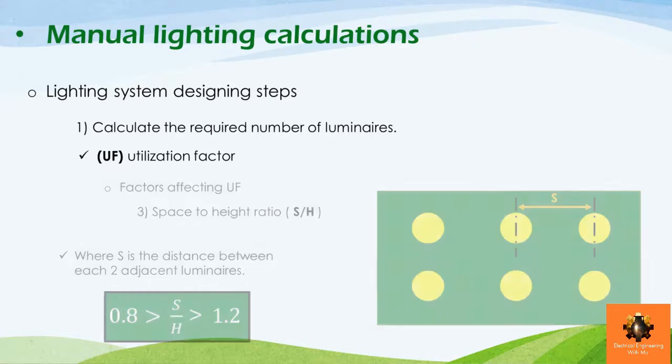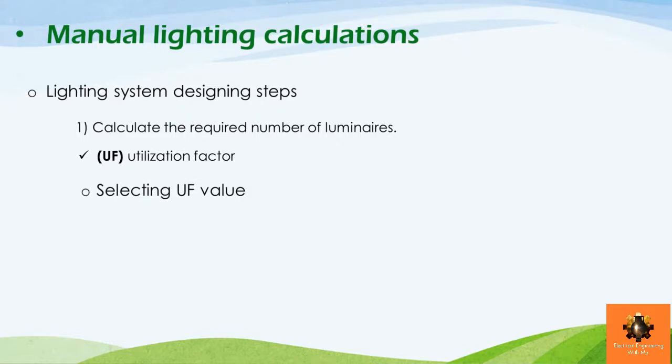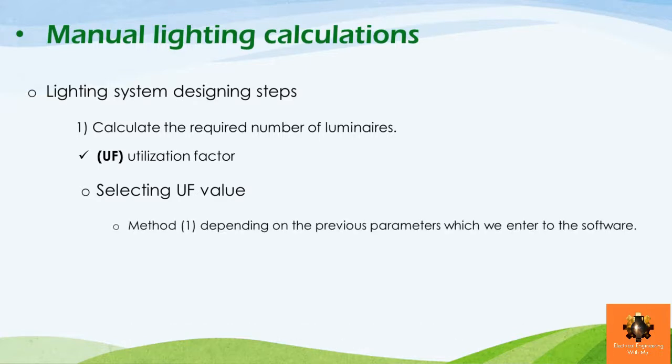But you can ask now, how can we select the final value of the utilization factor in the practical design? Here we say that if we are making the lighting design using software or some kind of program, we will enter the previous parameters which we illustrated before, which are related to UF, like the space to height ratio, the wall zone, the working plane, and also the colors of the room.